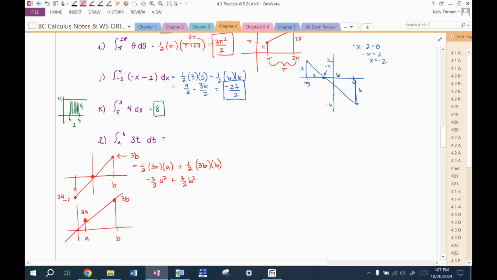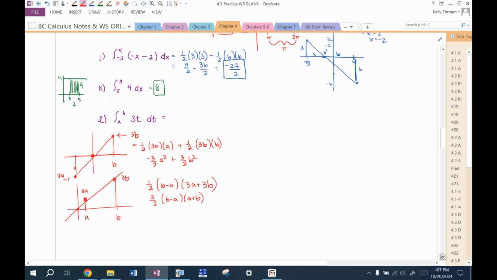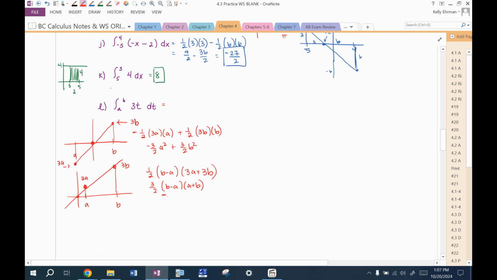Do we get something similar? Let's see, because I can factor that a bit. This one would be like 1/2 times the height, which is b minus a, times the sum of the bases, which is 3a plus 3b. Can we show that these two things are equivalent? I think so. I can factor 3 out. B minus a times a plus b. Gosh, it looks so close to a difference of squares. If I could only factor a negative out of the b minus a to turn it around, which I can.